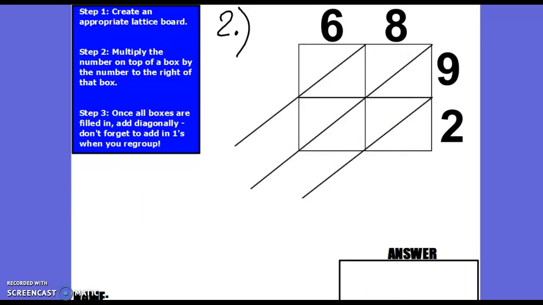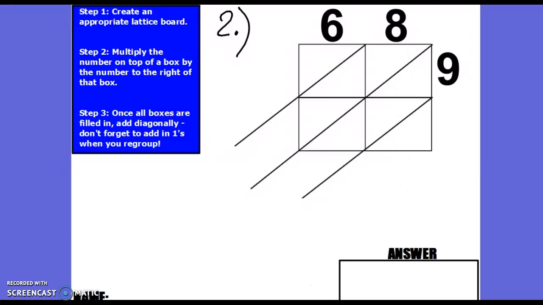Let's look at one more example. Double-decker multiplication using lattice is nothing more than creating a second chart to answer with lattice. This one, 68 times 92. I again want to ignore the bottom first. Don't even think about the 2 until you have filled in the top box.